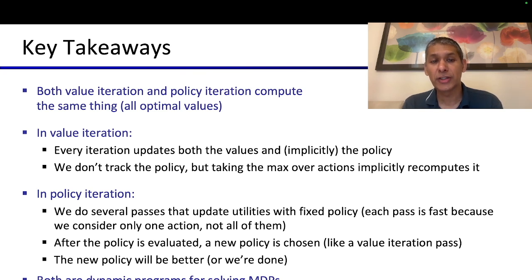In policy iteration, we do this in passes. In each pass, we update the utility with the fixed policy, then we evaluate, then we again do a policy extraction, and then the new policy will either be better, in which case we have some improvement, or we will simply be done. They both are dynamic programming methods for solving MDPs, and again, I suggest that you know and be very comfortable with both of them.